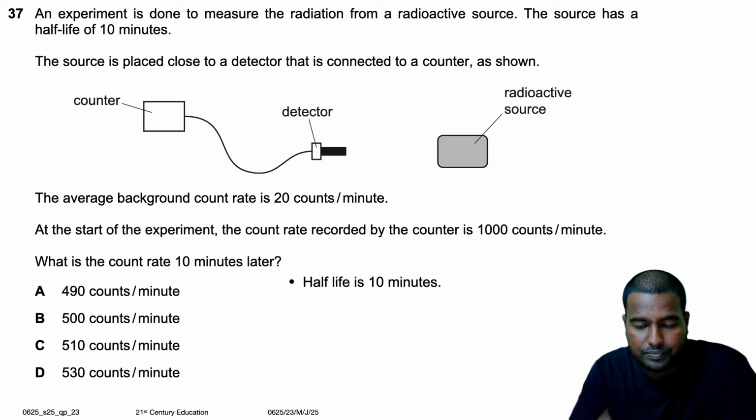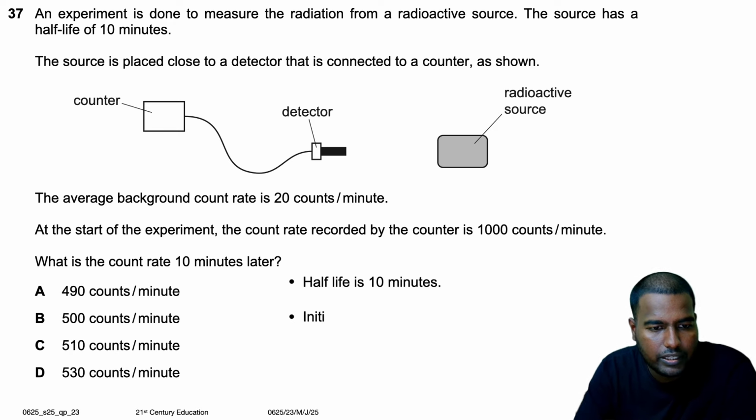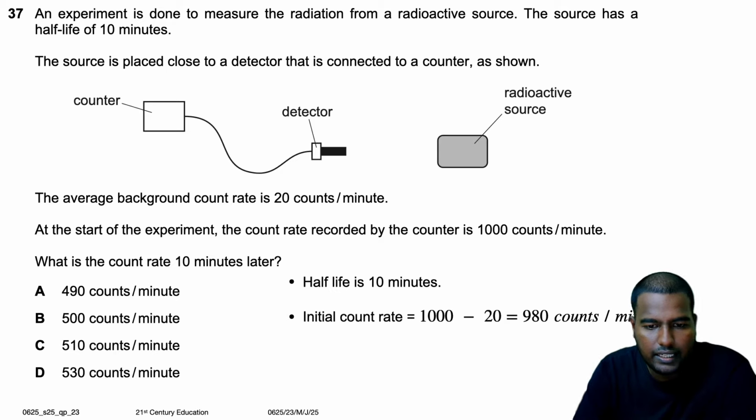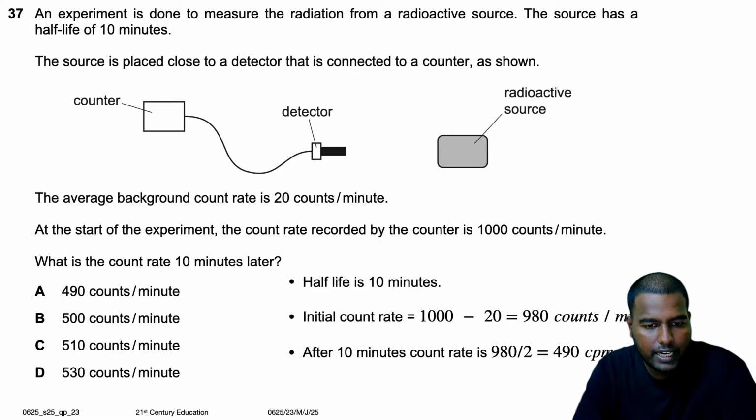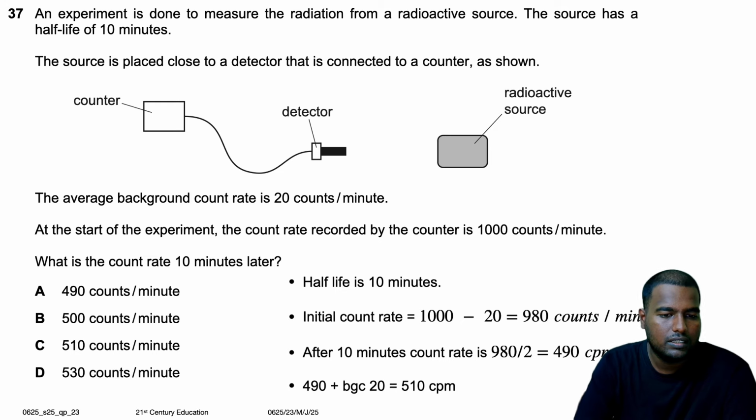Half-life is 10 minutes. The initial count rate is 1000 counts per minute. If we correct for background radiation, it's 1000 minus 20, which is 980 counts per minute. After one half-life, the activity would be half of this, so 980 by 2, which is 490 counts per minute. But the counter will show background radiation also. So it's 490 plus the background count rate of 20. So 510 counts per minute. Option C.